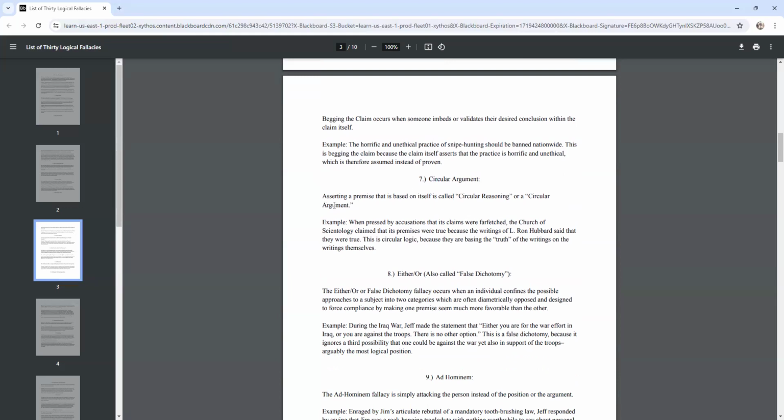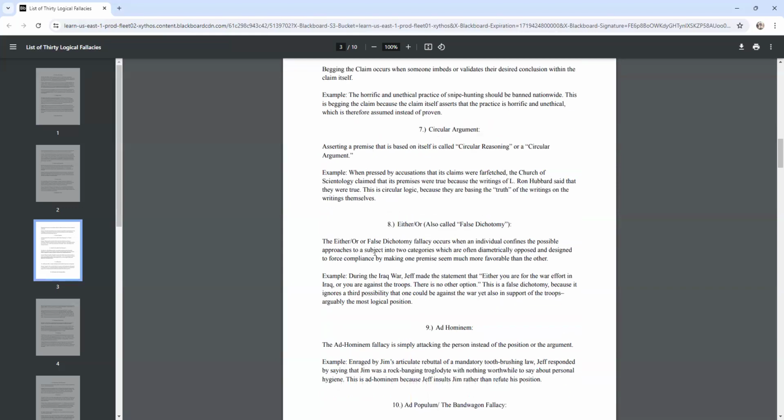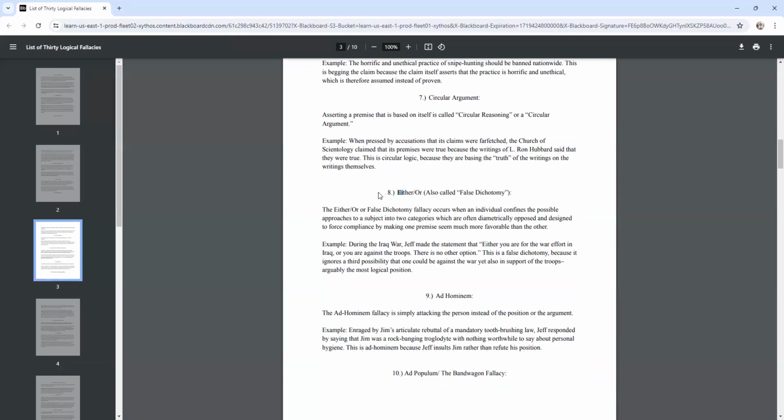All right, number 7, circular argument. Asserting a premise that is based on itself is called circular reasoning or a circular argument. Example, when pressed by accusations that its claims were far-fetched, the Church of Scientology claimed that its premises were true because the writings of L. Ron Hubbard said that they were true. This is circular logic because they are basing the truth of the writings on the writings themselves. This is actually more common than you think, right? Circular reasoning or circular argument.